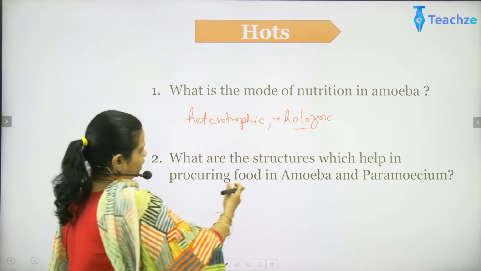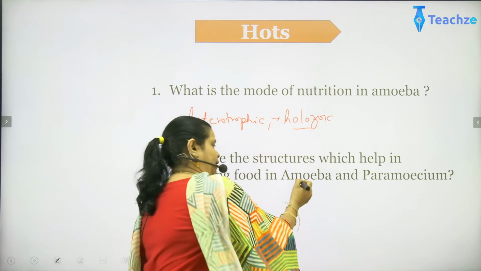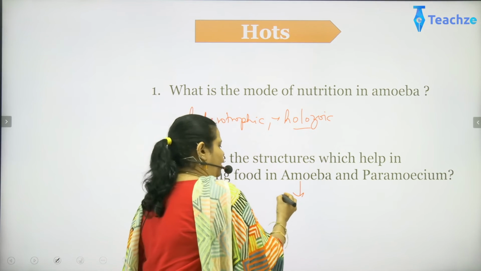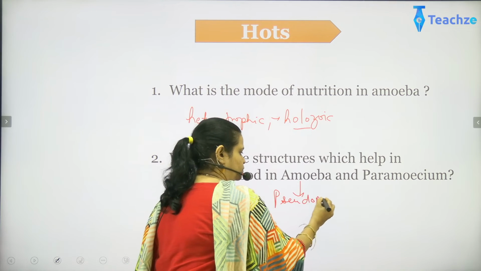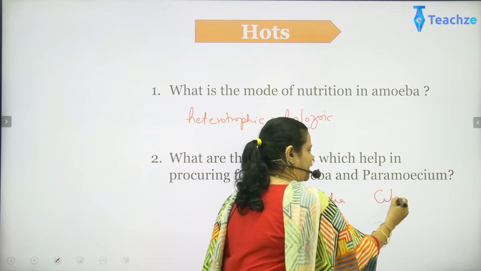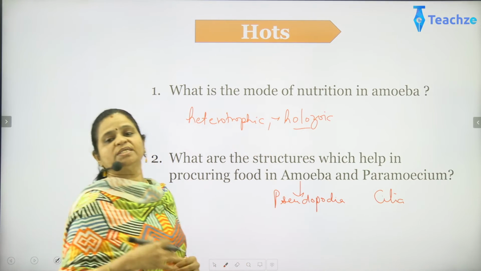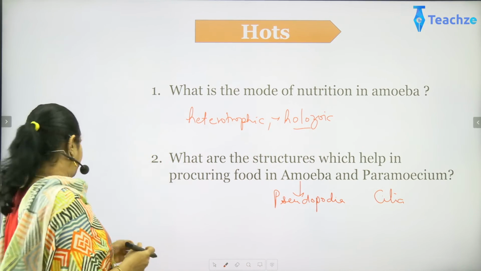Now, what are the structures which help in procuring food in amoeba and Paramecium? We understood that in amoeba you have the pseudopodia or the false feet, and in Paramecium it is the cilia which help in pushing the food towards the oral groove or the mouth region. That's the difference between these two.